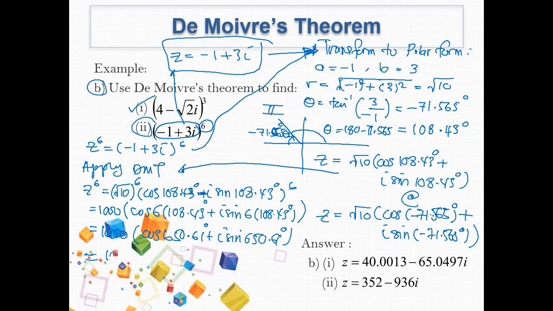If you substitute into your calculator, you will get 1000 times cos of 650.61, that is 0.352, plus i, and sine of 650.61 will give you a negative value of 0.936. So when you multiply, solve for that, you will get 352 minus i 936.